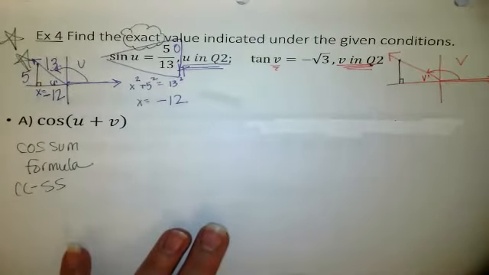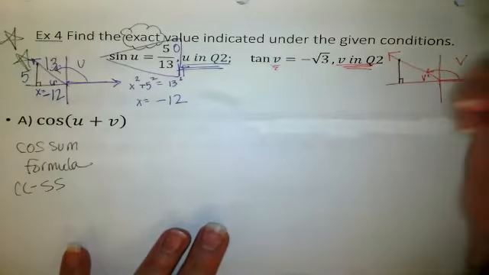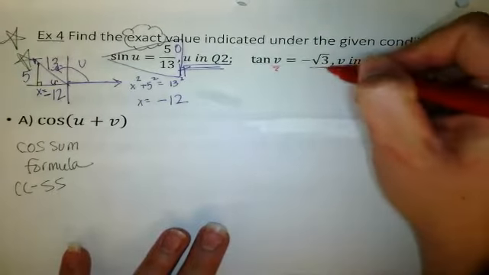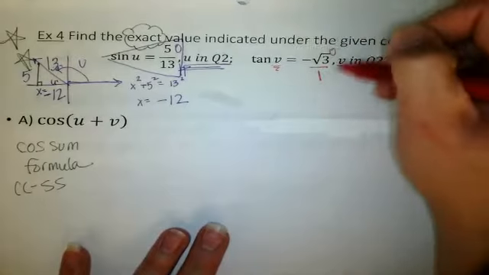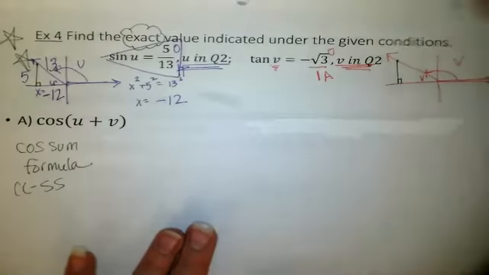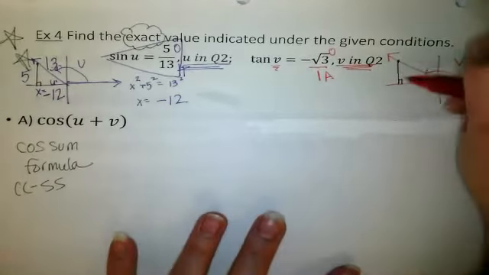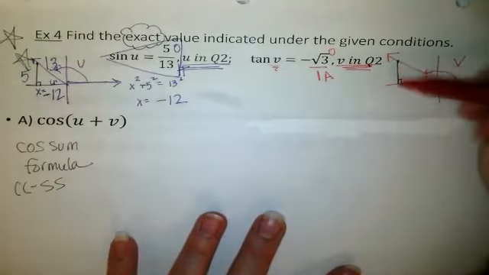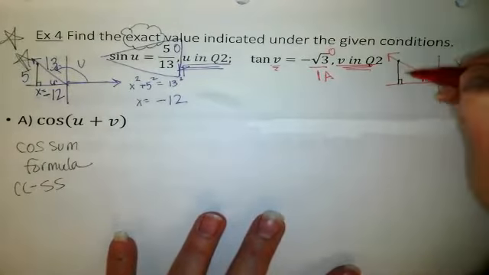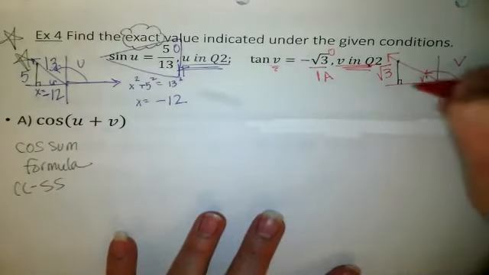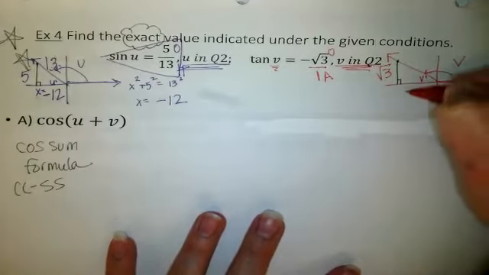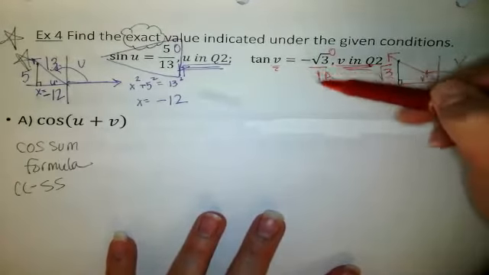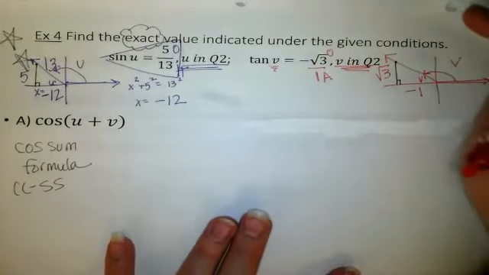Opposite over adjacent. So what is that? Over 1. Oh, that's right. So opposite, thanks for reminding me. I forgot. Okay, so what should I give the opposite side? Radical 3. And what should the adjacent side be? Negative 1. That's right. Make sure you attach the negative where it makes sense.